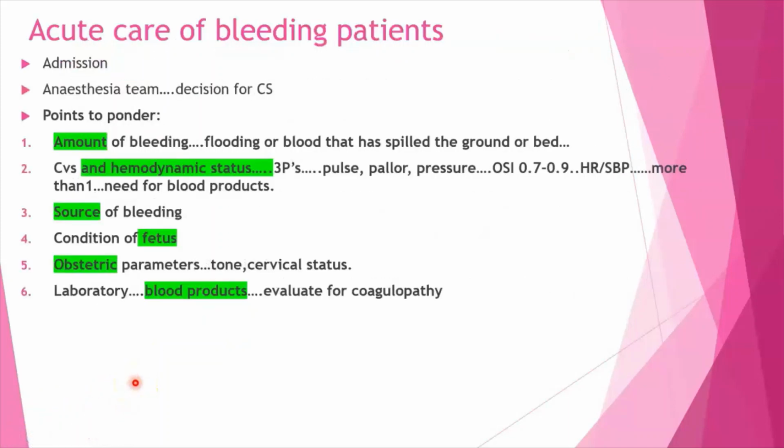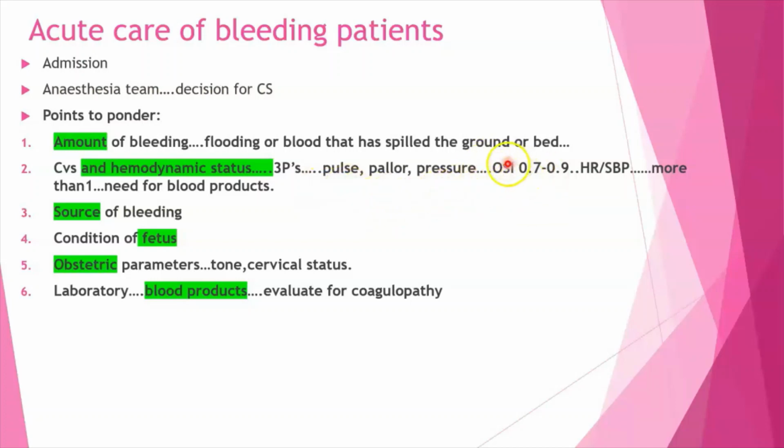Now friends, how will you take care of acute bleeding patients? First of all, we need to admit them. Second, we need to inform the anesthesia team because decision for CS can be taken anytime. And third, there are very important points which we need to ponder upon. First, there is excessive amount of bleeding if there is flooding or blood that has spilled the ground or bed. Second, we have to determine the hemodynamic status by 3 P's, that is pulse, pallor, pressure.